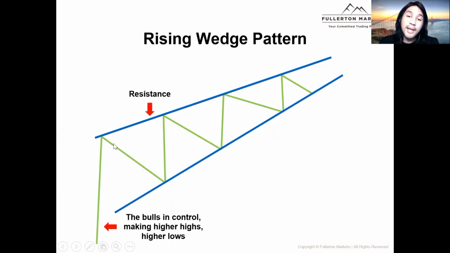So the line above is known as the resistance. If you have seen our other videos, then the resistance tells you that this is a price that is above the current price. And opposite to that, we have the support, which is the level below the current price. So a few things we have to first establish are the support and the resistance, along with the higher highs and the higher lows.